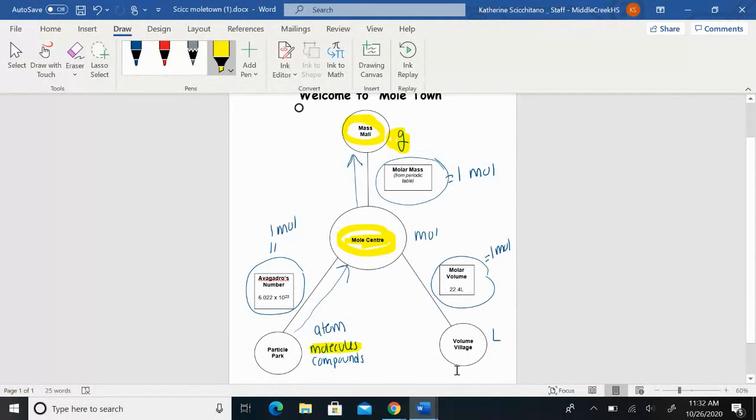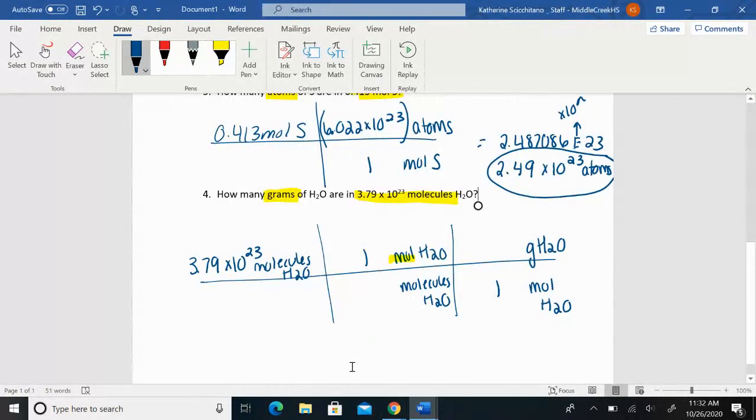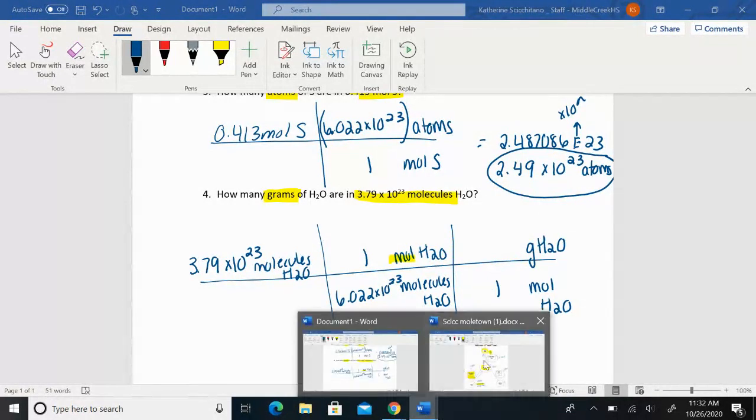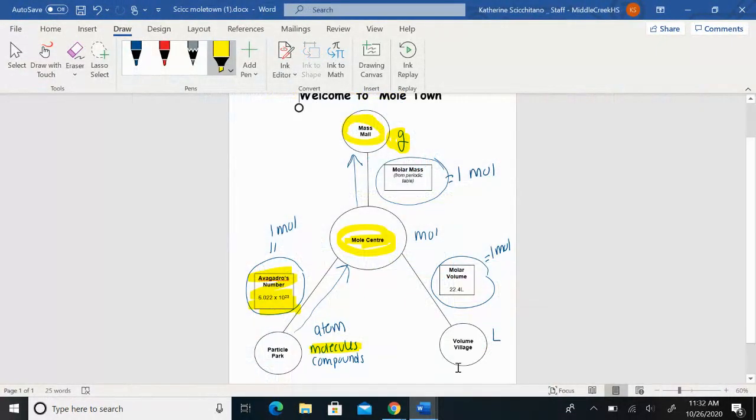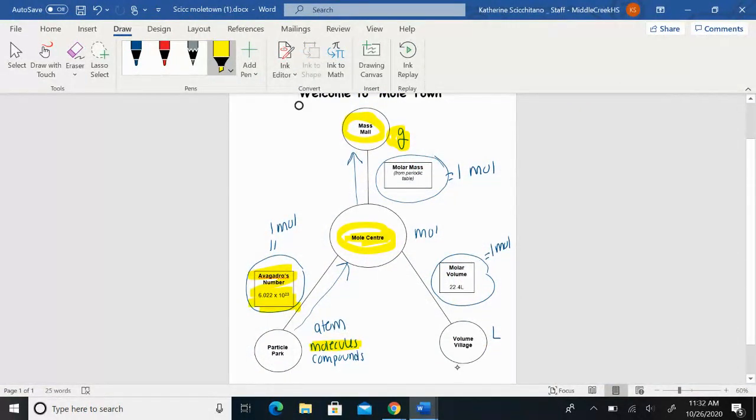So if I go back to my mole town, that is Avogadro's number, right? So I go ahead and I plug in 6.022 times 10 to the 23rd molecules of water. Now, moles and grams. I have to figure out how many grams are equal to 1 mole of water. So if I look going from moles to grams, that's molar mass. So I have to figure out the molar mass of water.